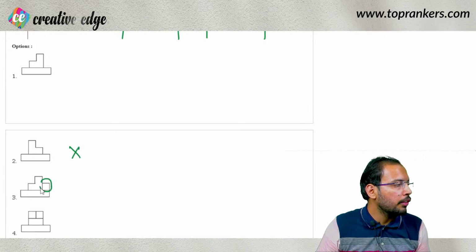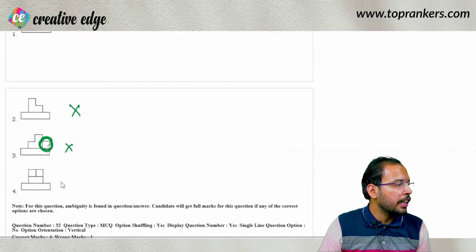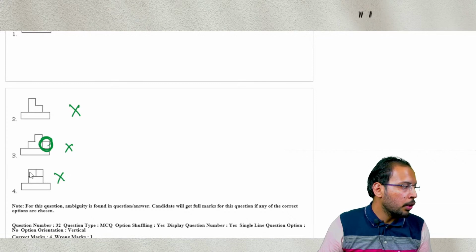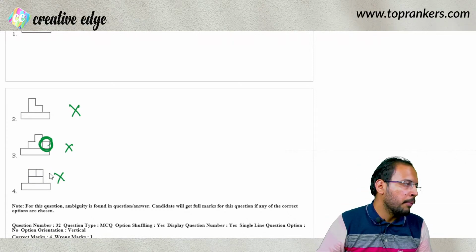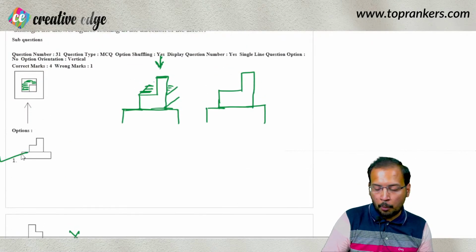Option 3, because of this square, it should not be the correct one. I will be discarding that as well. I will also be discarding option 4, because I do not have two squares in front of me. So definitely the correct answer to this question is option number 1.